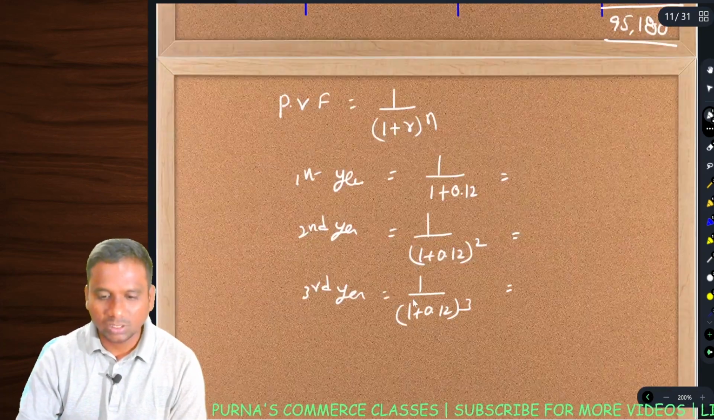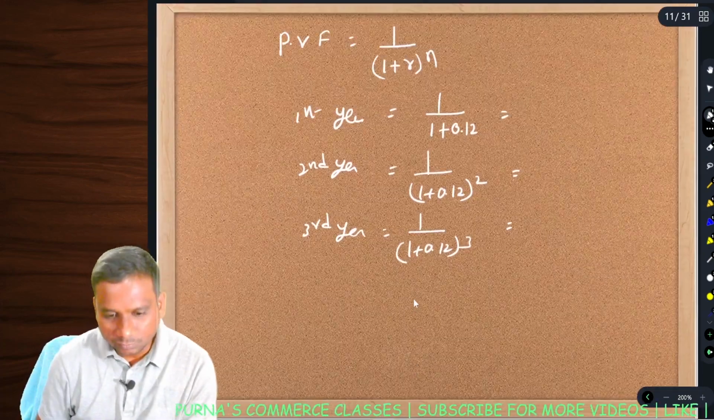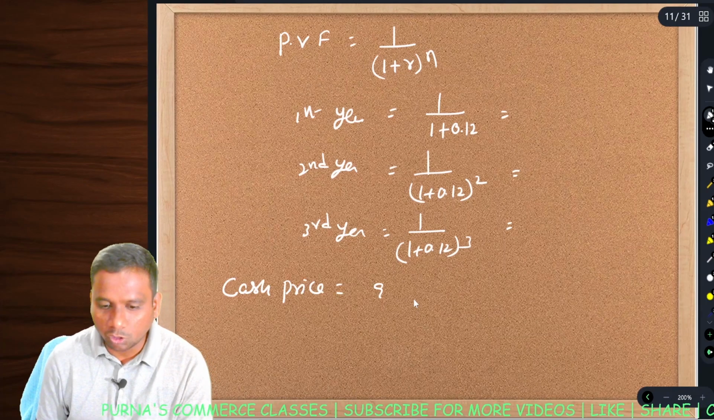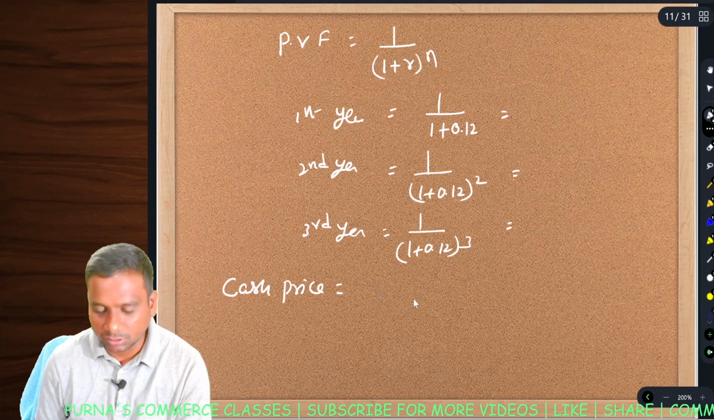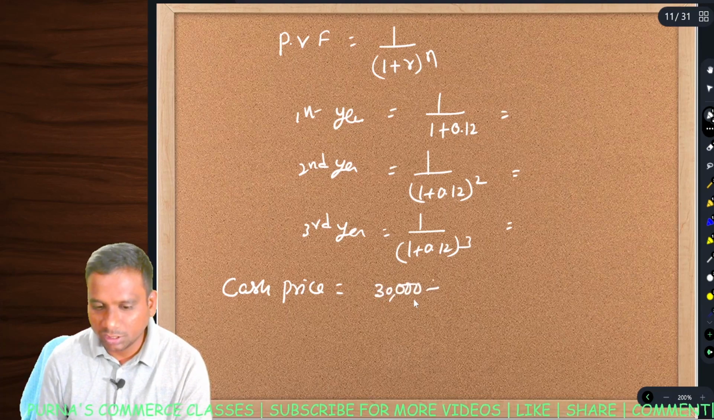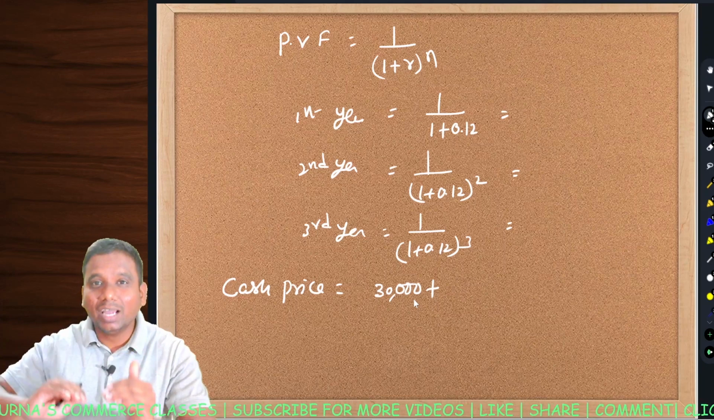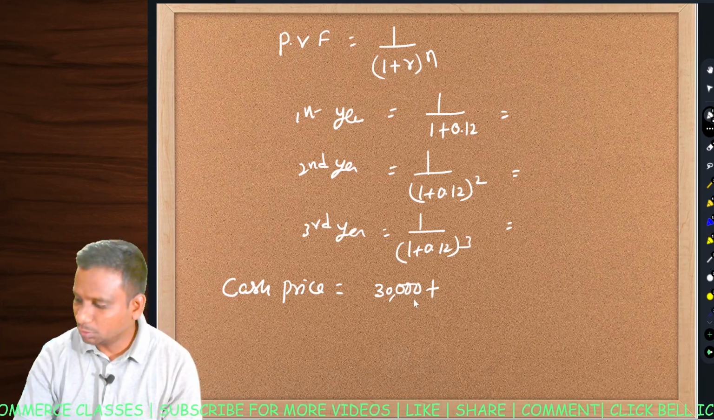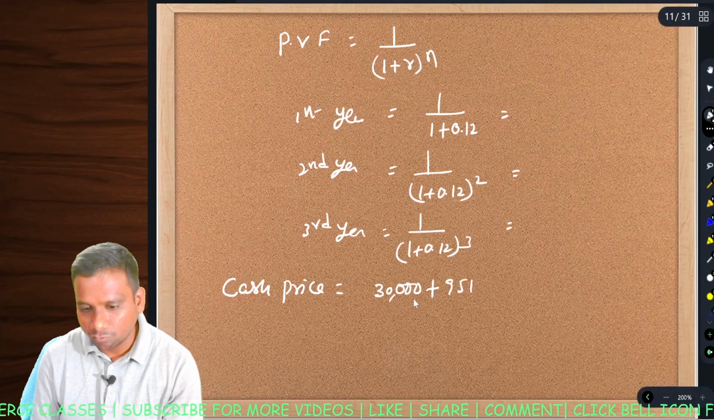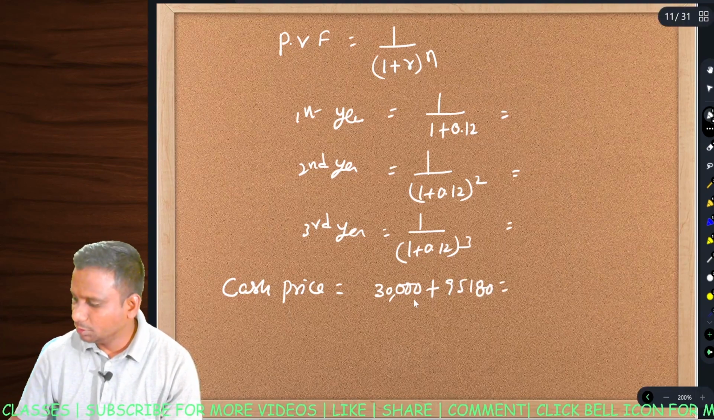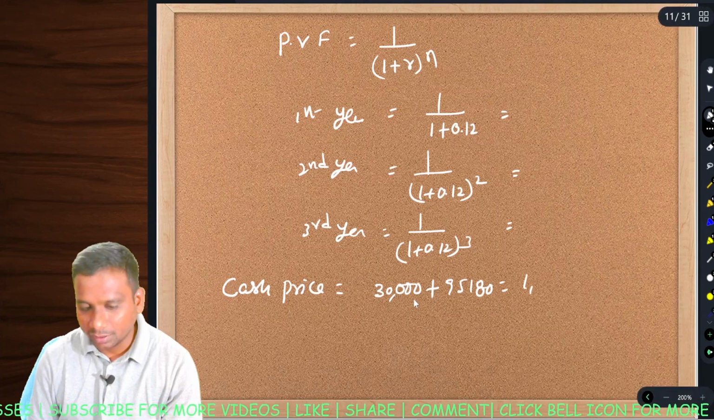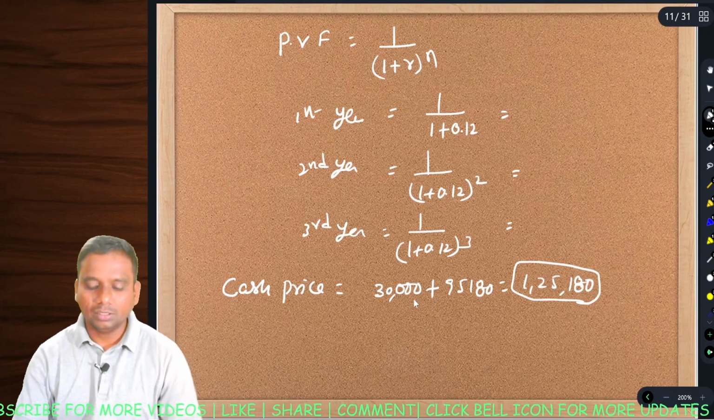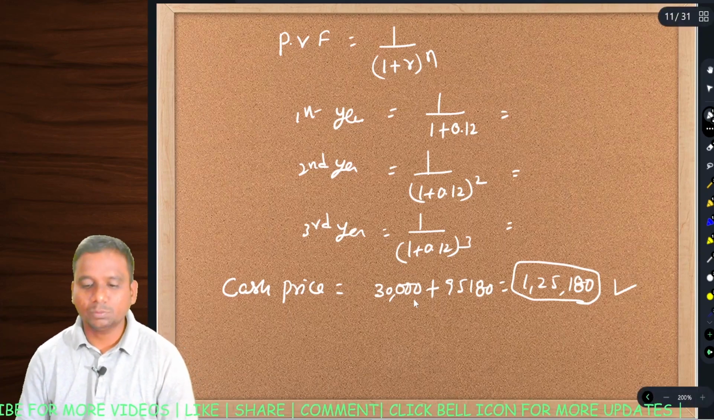95,180. Now what is the cash price under this formula? Cash price is equal to down payment. Down payment is how much? 30,000. Down payment is 30,000 plus present values of all installments. What is the present value of all installments? 95,180. So this will give you 1,25,180. So under this method, what is the cash price? 1,25,180.